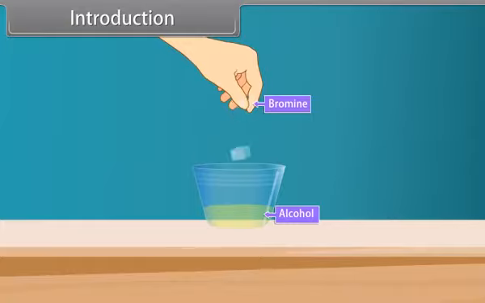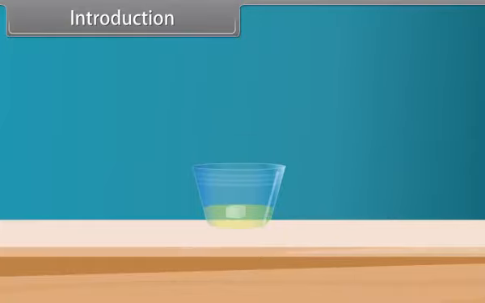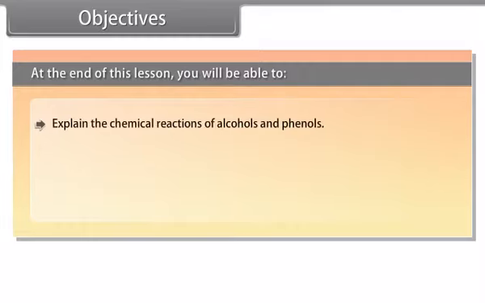When we drop bromine in alcohol, then chemical reaction occurs and it forms alkyl halide and water. In this lesson, we will learn more about chemical reactions of alcohols, phenols and ethers.